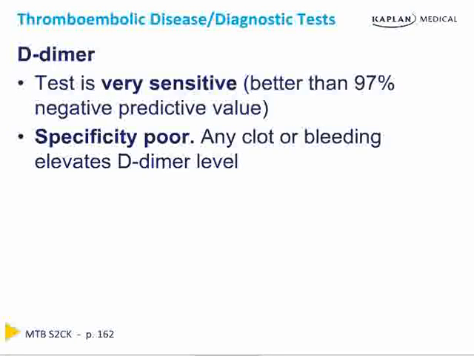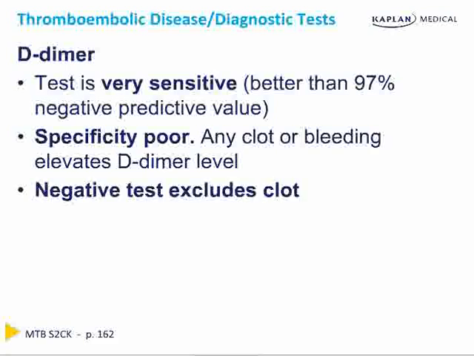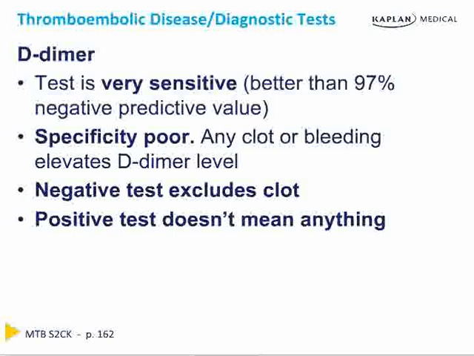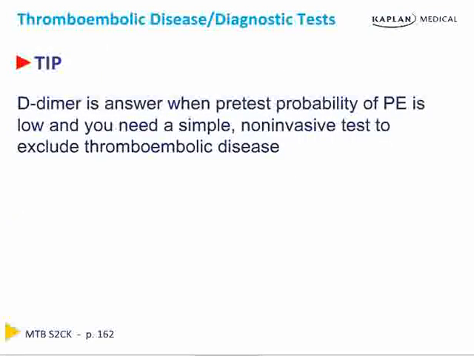Any cause of clot or any cause of bleeding in the body can elevate the D-dimer level, as can a whole lot of other problems in the body. Therefore, a negative test excludes clot, while a positive test doesn't really mean anything. So, on Step 2, you should remember the following. D-dimer is the correct answer when your pre-test probability of PE is low, and you need a simple, non-invasive way to exclude thromboembolic disease. This is the only situation where D-dimer is the correct answer.